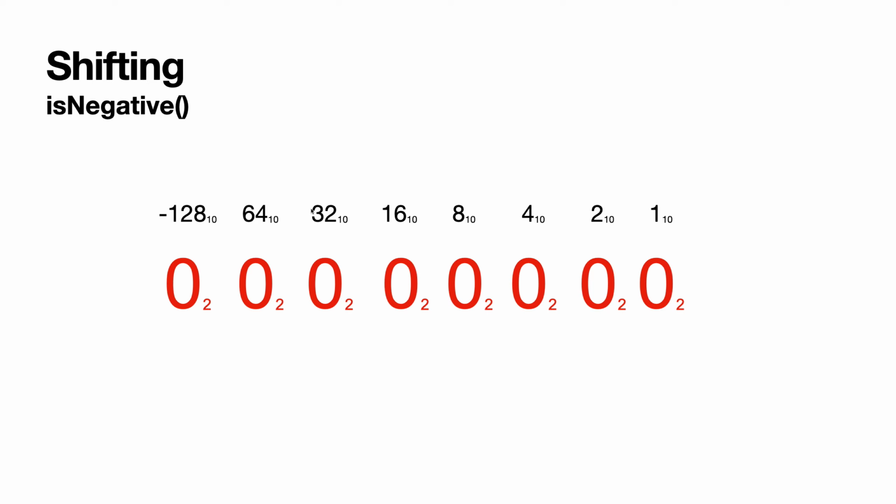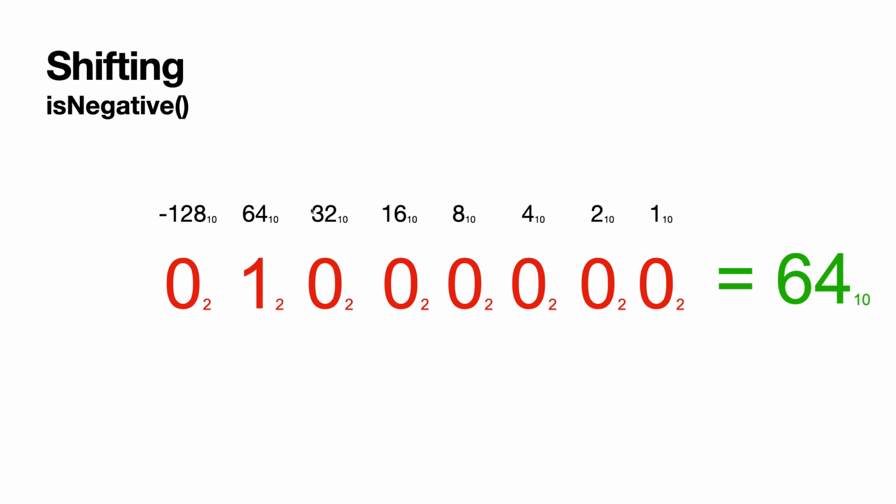For the integer 0, we can look at it and say that it is not negative, so that should return false. How do we know that? Well, the last bit is the negative bit for integers. So if we look at that last bit, we can tell if a number is negative or not. In this case, 0 is not negative.